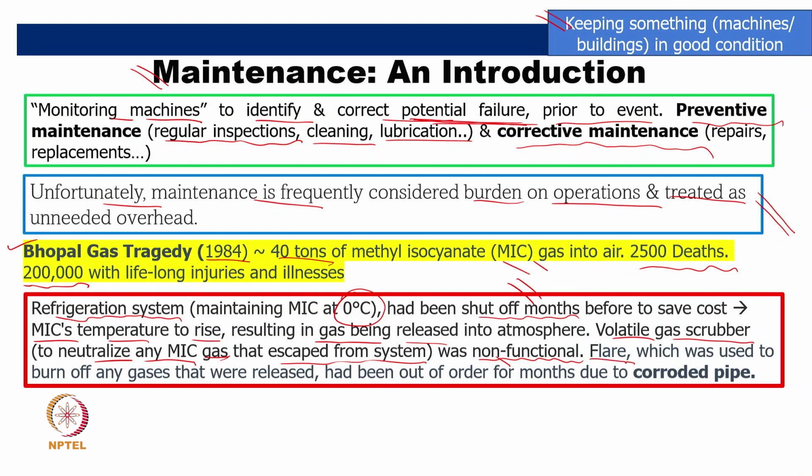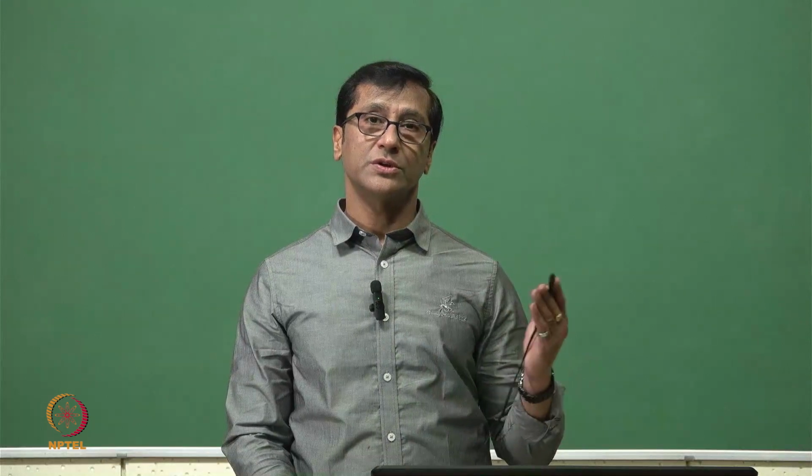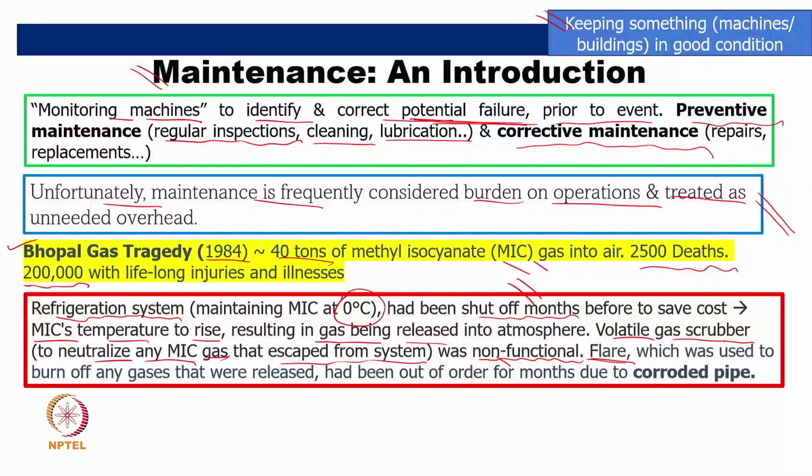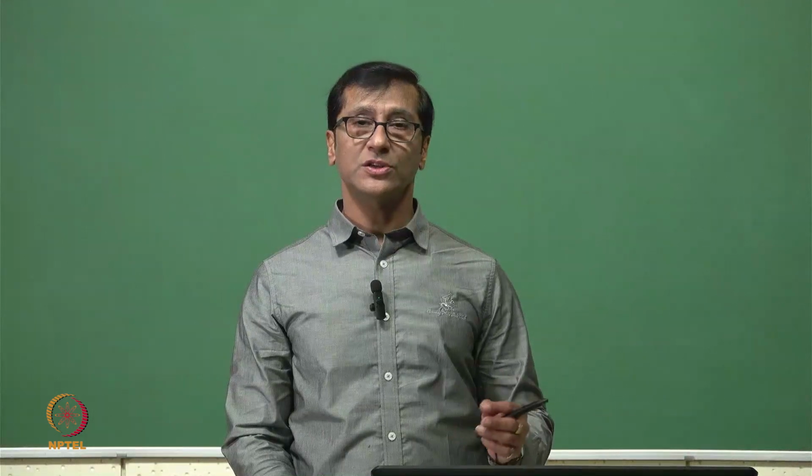And finally, a flare, which gives information on the top that the gas is getting leaked, and because the flare is coming out, this gives information to the people. That was also stopped. The flare, which was used to burn off any gases that were released, had been out of order for months due to the corrosion of the pipe. Now all this can be easily monitored, and at a lesser cost, because the cost of the sensor is coming down significantly, this can be indicated.